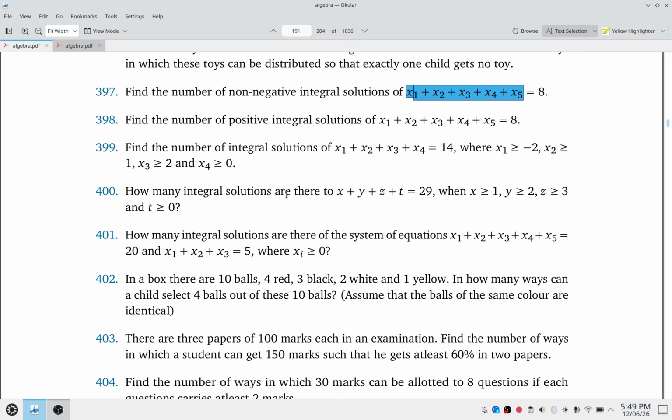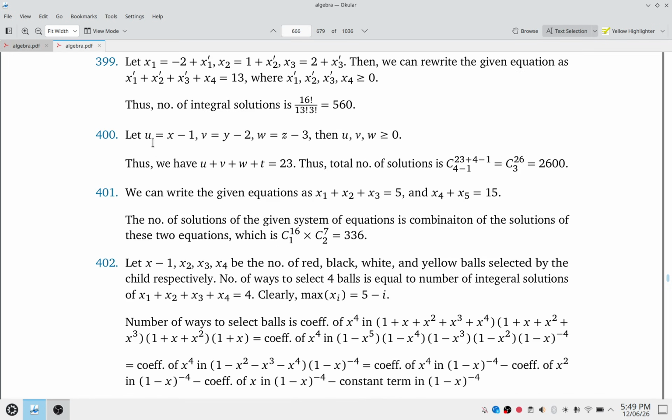How many integral solutions are there to x plus y plus z plus t is equal to 29, where x greater than equal to 1, y greater than equal to 2, z greater than equal to 3, and t greater than equal to 0. So following like previous problem, we let u is equal to x minus 1, v is equal to y minus 2, and w is equal to z minus 3, where u, v, w are greater than equal to 0. So we get u plus v plus w plus t is equal to 23. So total number of solutions now would be 23 plus 4 minus 1, C 4 minus 1, that is 26C3 or 2600. With this, we come to the end of 40th set of problems.